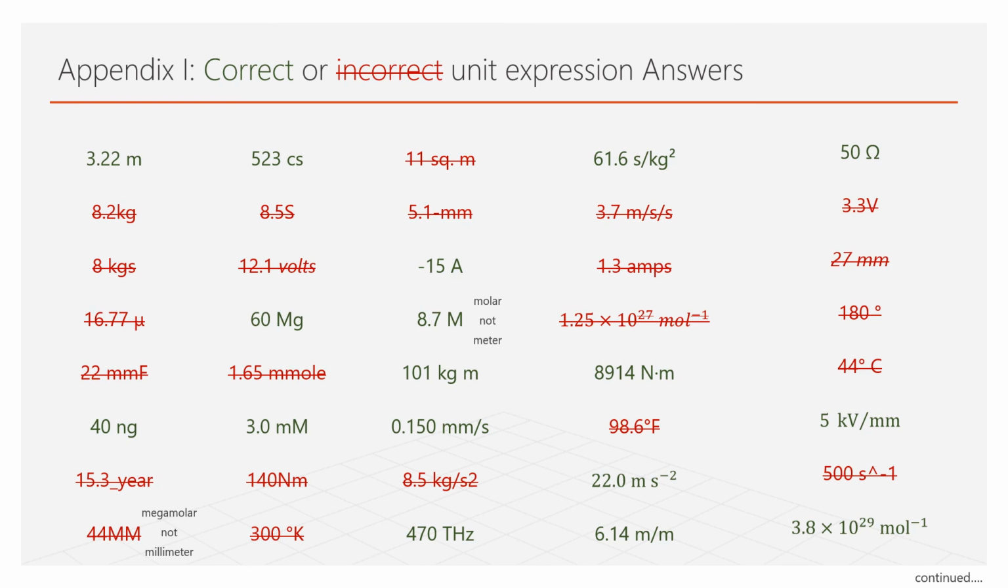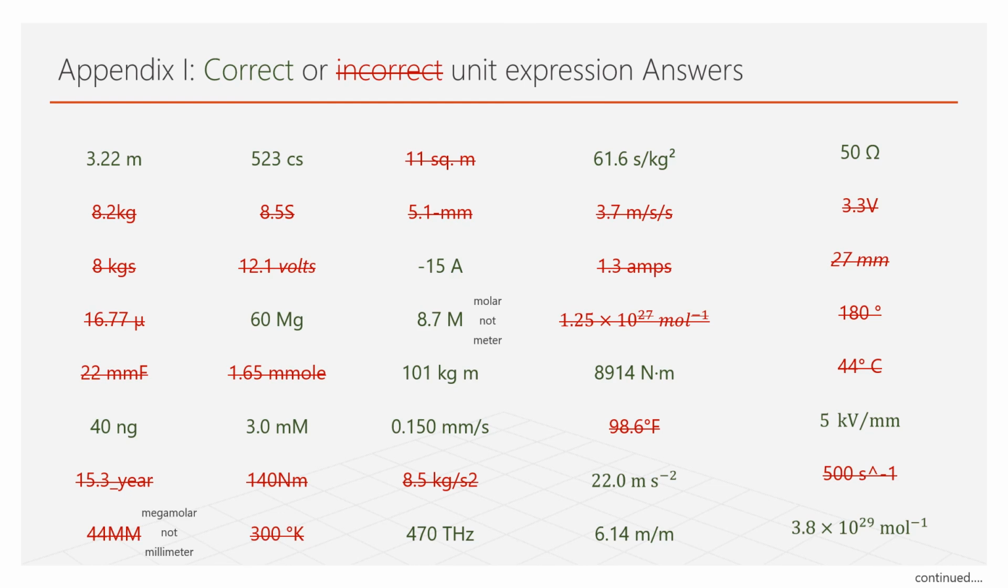In the third row, kilograms is not plural, you need to drop the S. In the second one, you need a hyphen, and you should not write in italics. Negative 15 amps is correct. 1.3 amps, you need to drop the S. And the last one, do not write in italics.